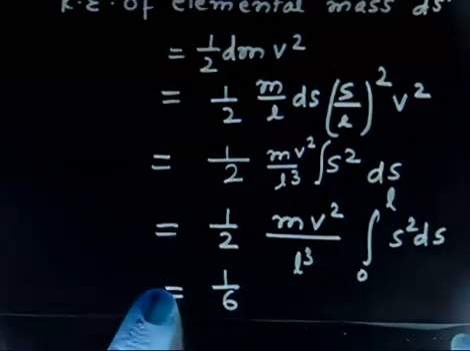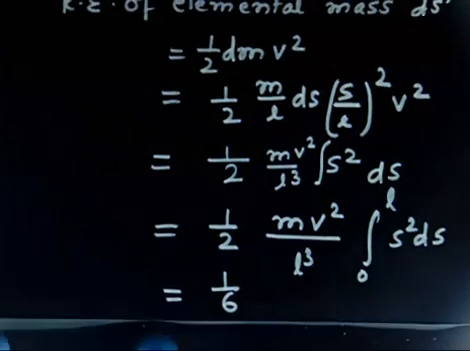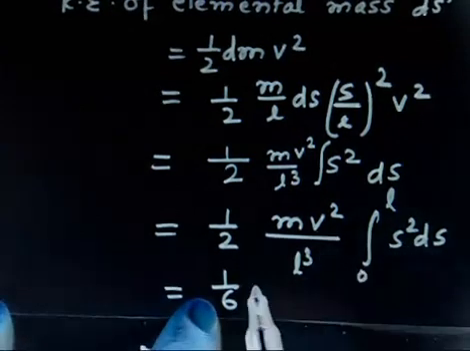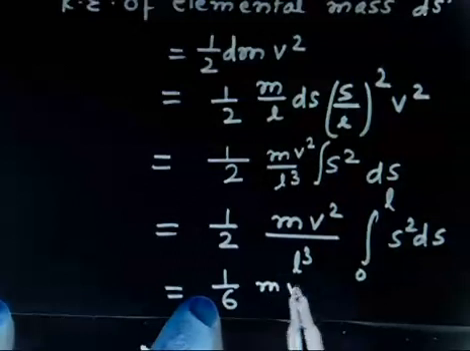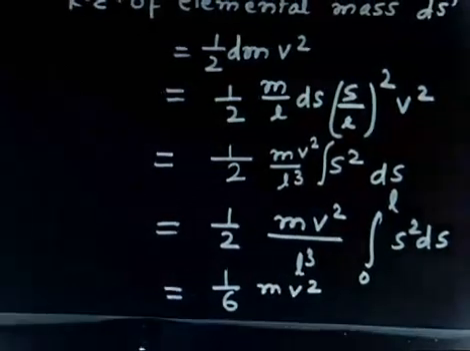So I think, any confusion? No, yes, simply m v square. So l cube will go. So this is m v square. So you check your copy.